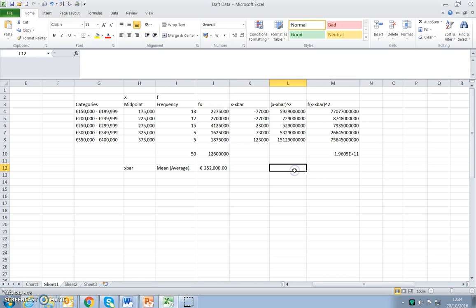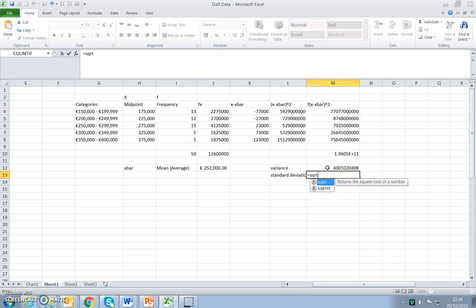So the variance, which is one of our elements in our standard deviation, is equal to this divided by the sample size less 1, so 49. This is the variance. The standard deviation then, I should actually just write that out, is equal to the square root, which is SQRT, open bracket, close bracket, and you have 63. Let's put that in. So the standard deviation for our group data is 63,252.